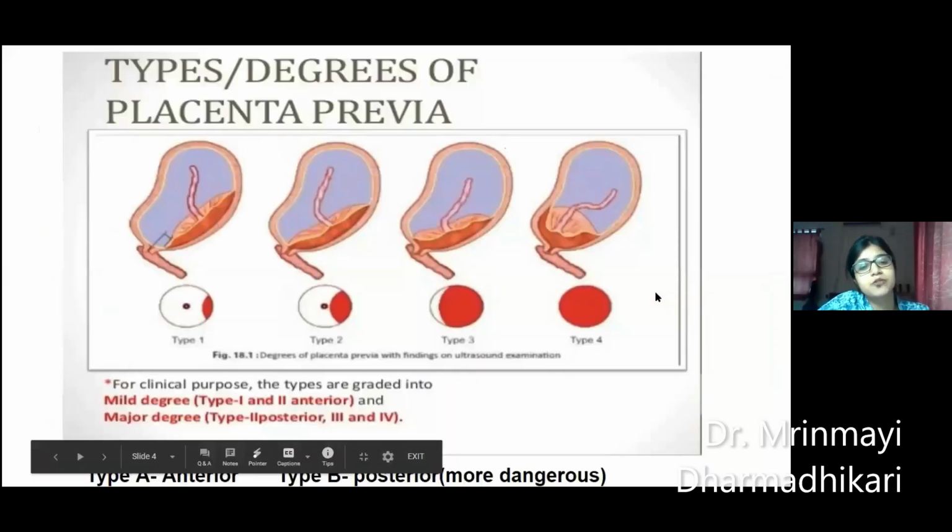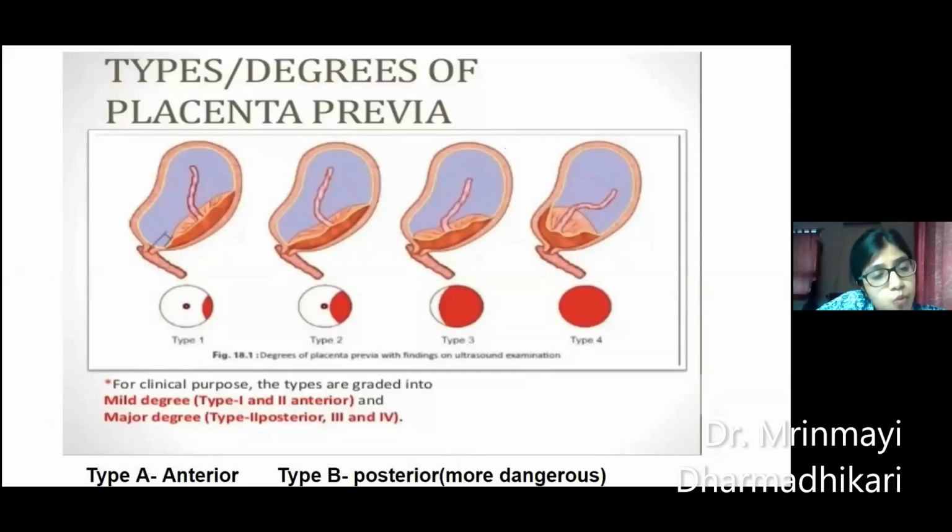Now what are the types of placenta previa, or the degrees of placenta previa? Type 1 is a low-lying placenta. There are two figures here. This shows you the placement of the placenta in the uterus, while this figure down shows you the lower uterine segment with the internal os in an end-on view. In type 1, the placenta is just lying in the lower uterine segment but not reaching up to the internal os.